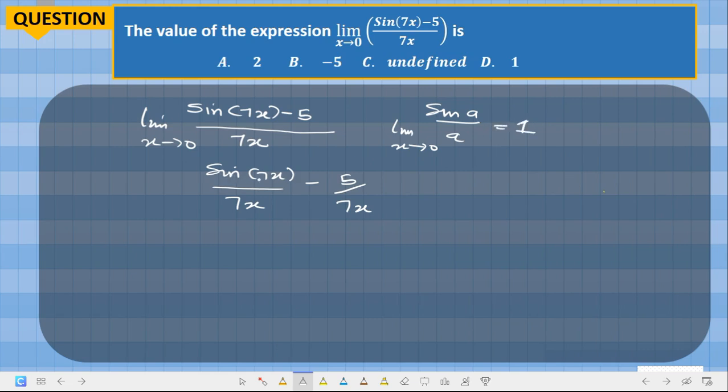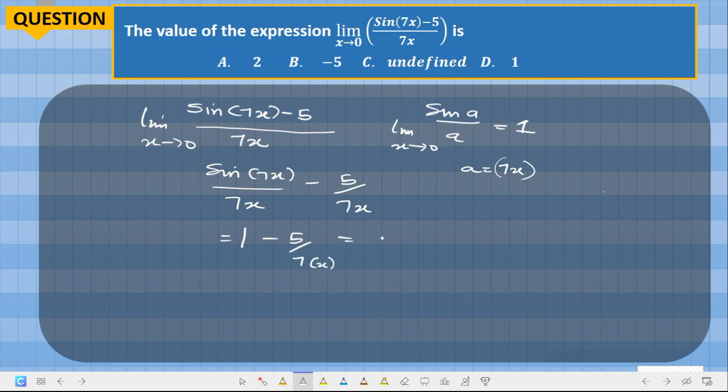So if you have sin 7x, let's assume our a is equal to what? 7x now. Okay, so this is the same as sin a all over a, since a is 7x. If we assume it that way, so this will be equal to what? 1. It means everything here is what? 1 minus 5 all over 7x.